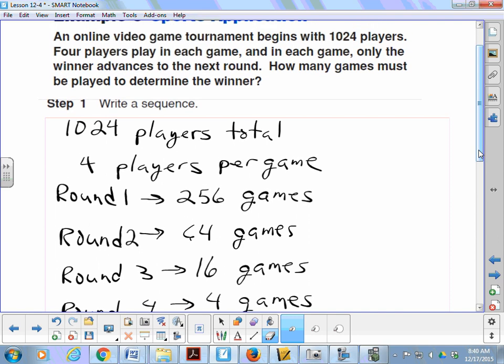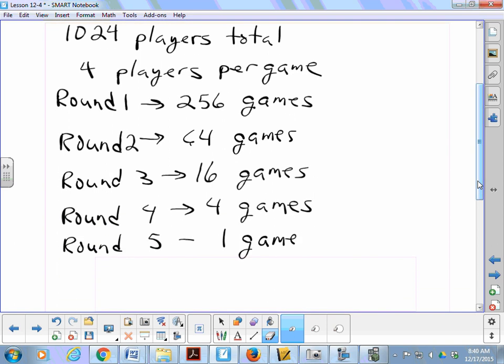So the question is, how many games must be played to determine the winner? Well, right, we add them up. Now, that's the answer I expected from people too, Sarah, because people forget that it's not the rounds that I'm concerned with. It took 5 rounds to get the winner, but how many actual games did it take? And so I've got to add these numbers together, which is how many games? 341. 341 games to get the winner.